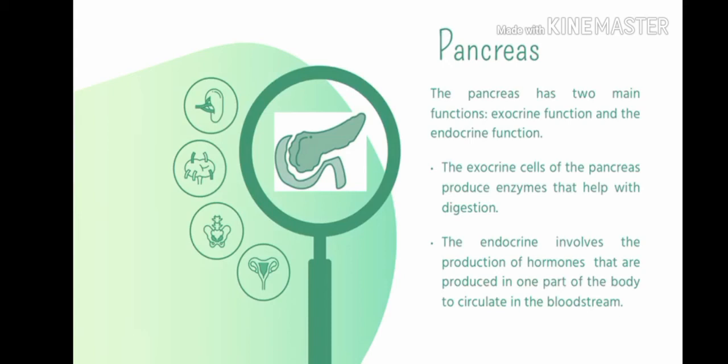Pancreas. The pancreas has two main functions, the exocrine function and the endocrine function. The exocrine cells of the pancreas produce enzymes that help with digestion. The endocrine function involves the production of hormones that are produced in one part of the body to circulate in the bloodstream.